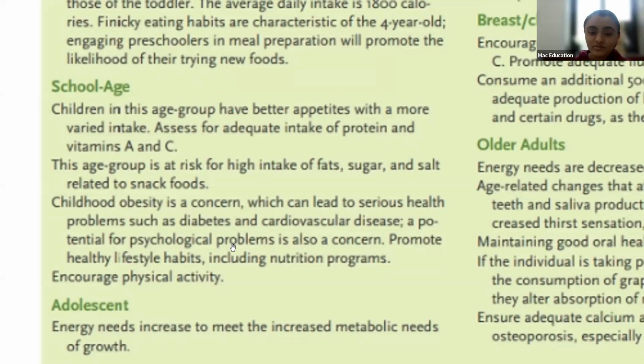So we will also see psychological problems. So we have to promote healthy lifestyle habits in a school age child. If we develop healthy lifestyle habits in them from now itself, that would be beneficial for the child in the later phases of life. Like nutrition programs, and we also have to make them do more physical activity.